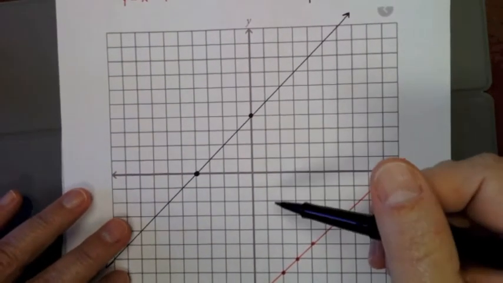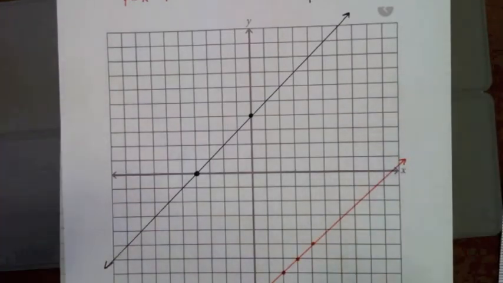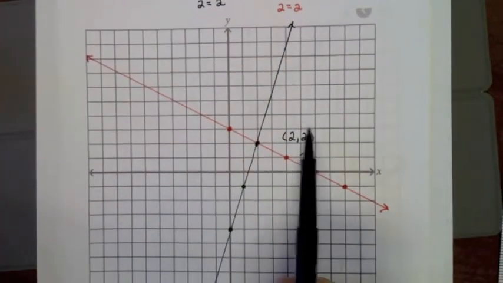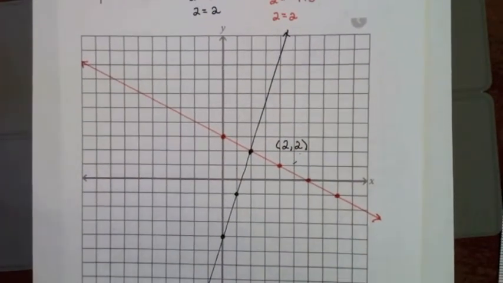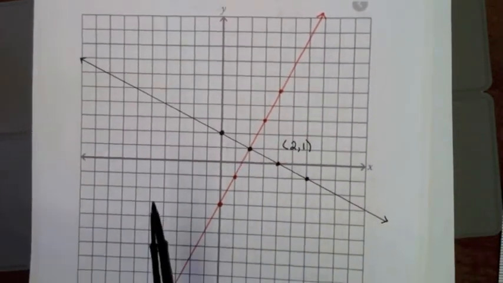But does this one have a solution? There is no solution to this one. The other one had a solution. This one right here has a solution. The solution is 2, 2. The solution for this one is 2, 1. The point that they intersect is the solution.